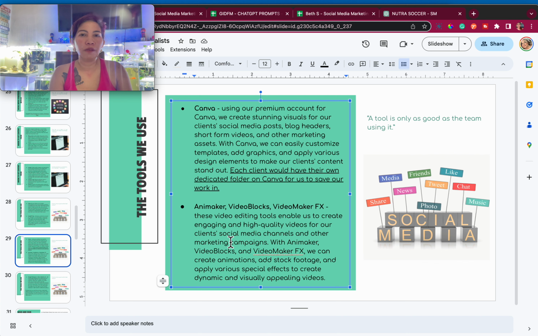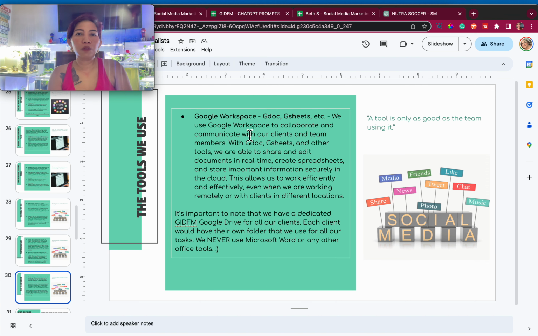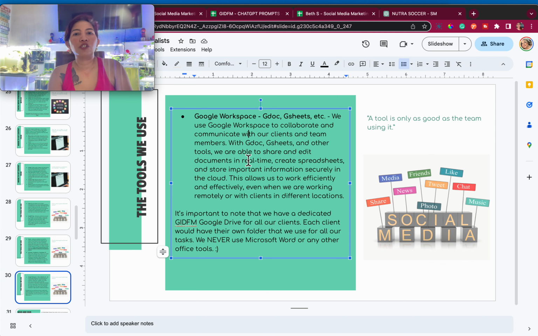Canva bulk uploader. We also use Animaker, Video Blocks, and Video Maker effects for our video editing tools. We also use Descript, InVideo, and Content Reel for hardcore video editing, and some short form videos as well. But I only listed Animaker, Video Blocks, and Video Maker effects here. We also use Wave.video, by the way. And of course, Google Workspace, Google Docs, Google Sheets, and whatnot. Okay.